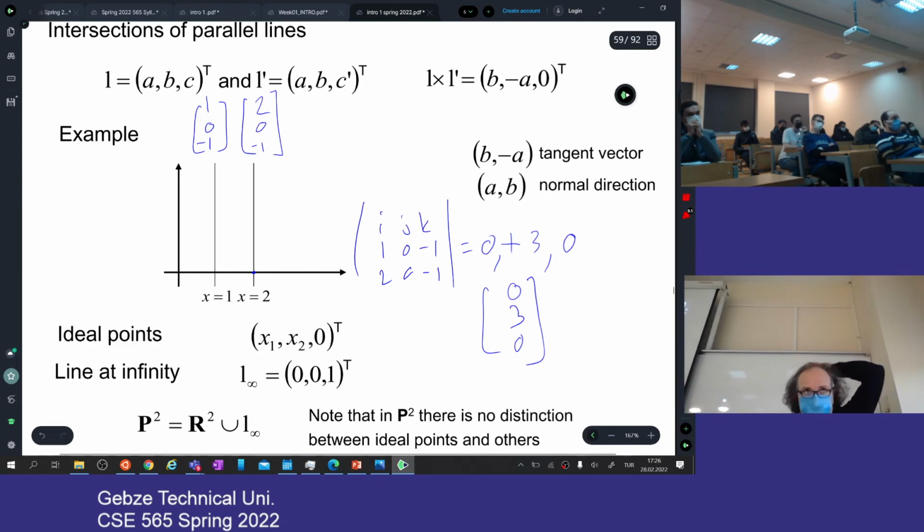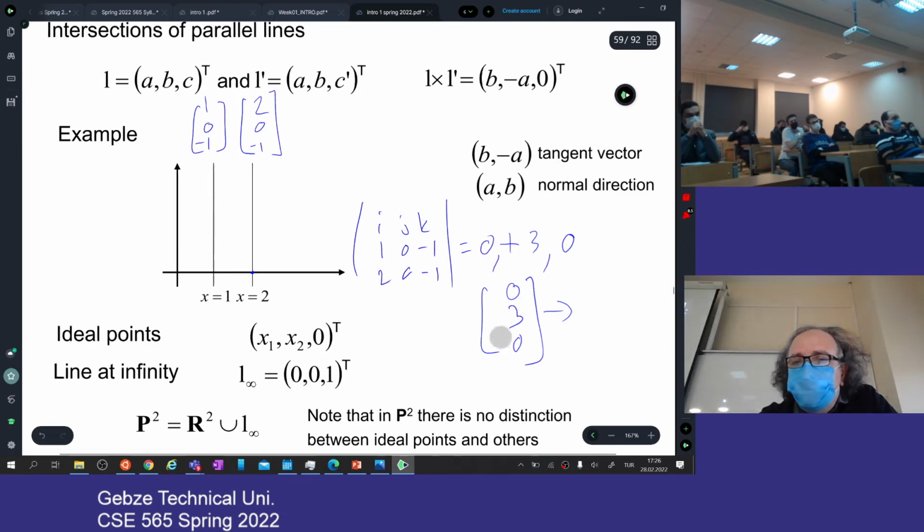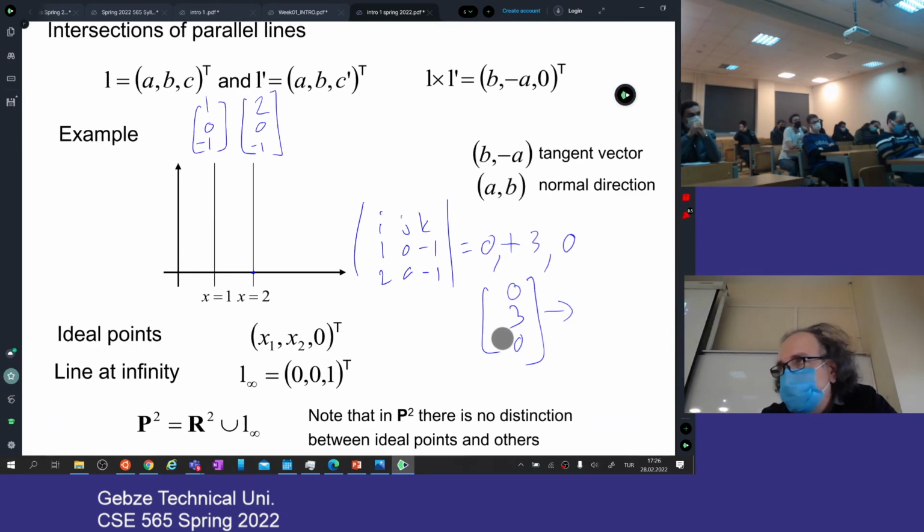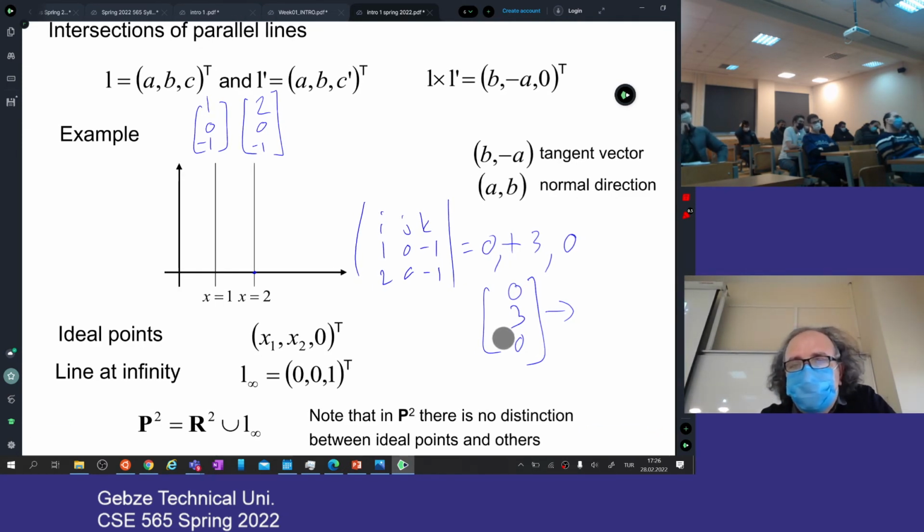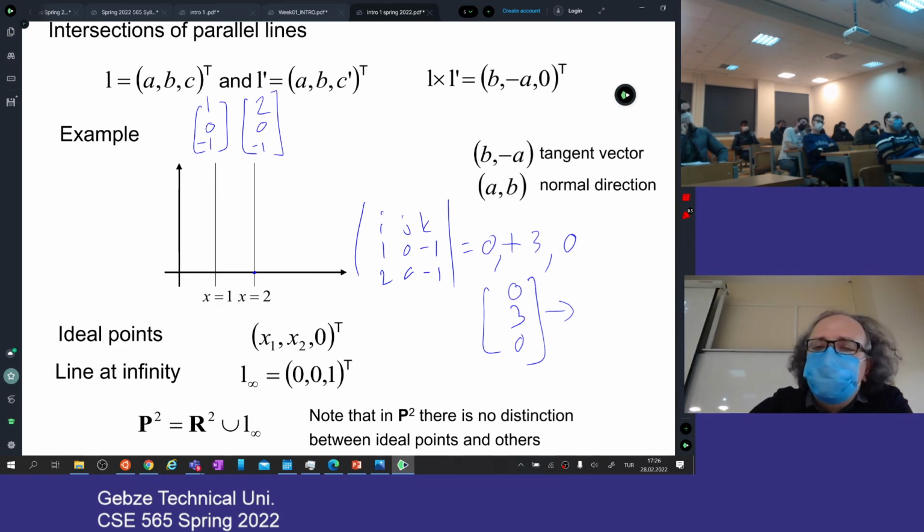Okay, 0, 3, 0. Can I bring it back to R2? No, because there is a division by 0. So this point must be at infinity. I cannot bring this back to the R2 non-homogeneous coordinates. But let's verify if this point is on these two lines.